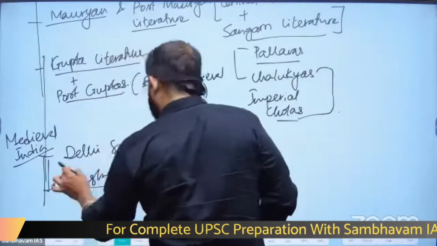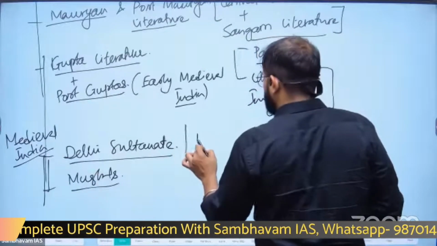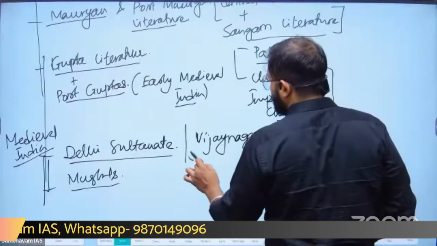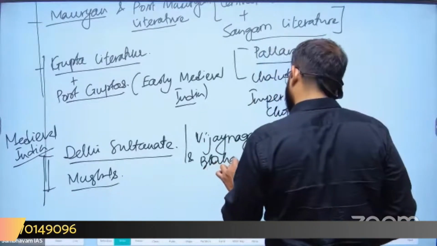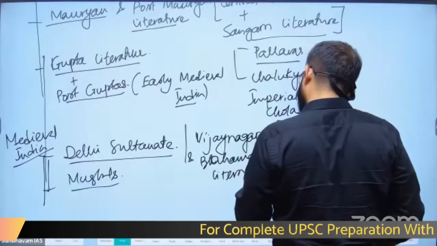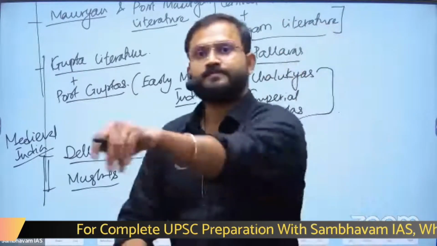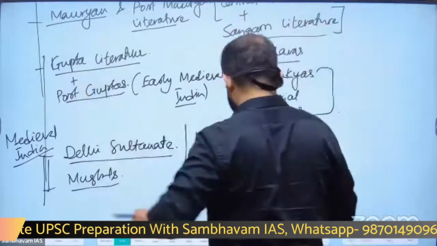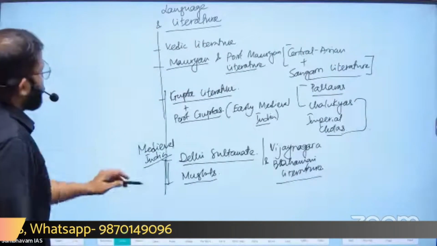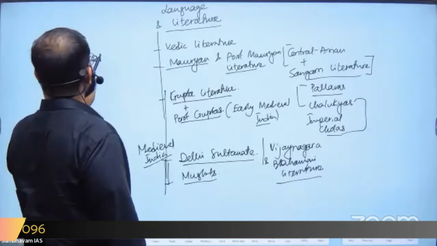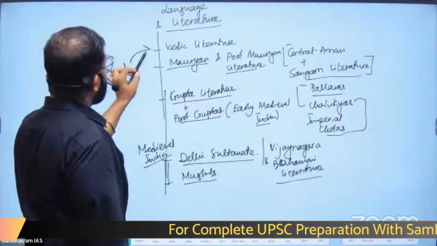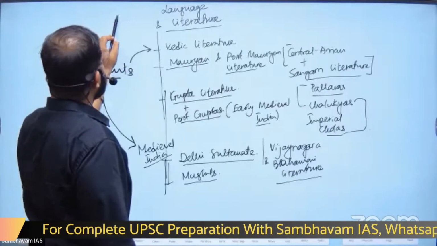Mughals. Contemporary to Delhi Sultanate, we have Vijayanagara and Bahamani Kingdom. Literature. Remember that alongside these language and literature groups, there are foreign accounts, for ancient as well as the medieval India.